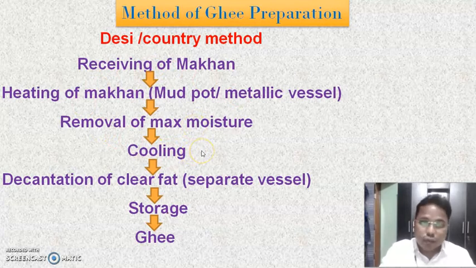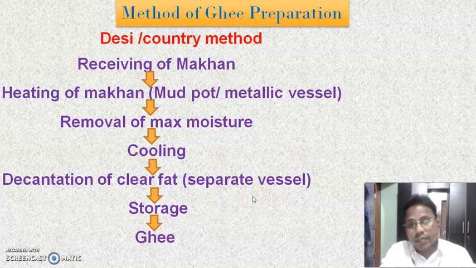When we think the ghee is ready, we stop the heating and allow it to cool. By applying the decantation process, the clear fat is removed from the mud pot or metallic vessel into a separate vessel and stored. The final product obtained in that separate vessel is called ghee. In this way, ghee is prepared by the Desi or country method.